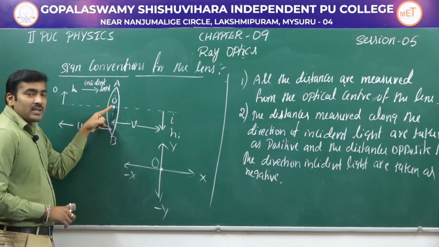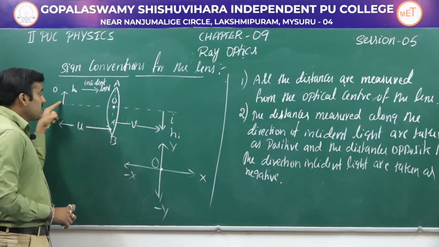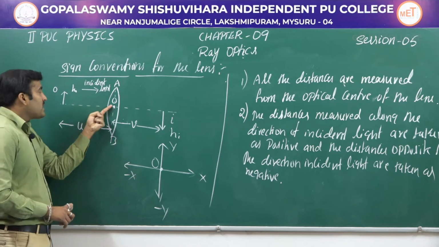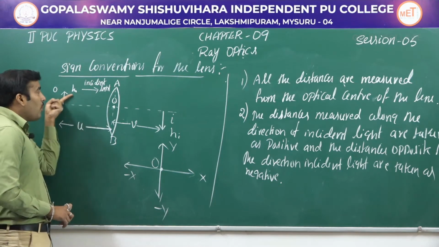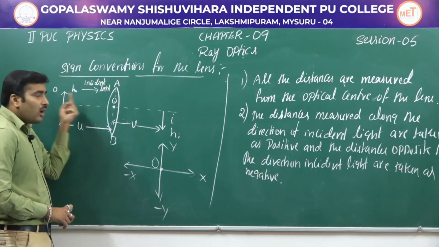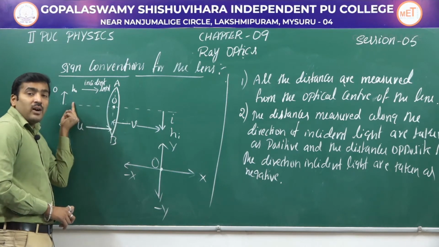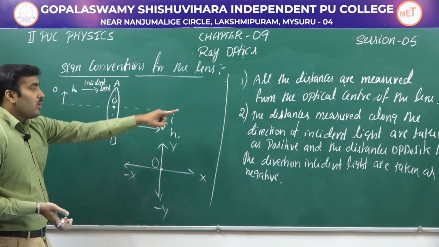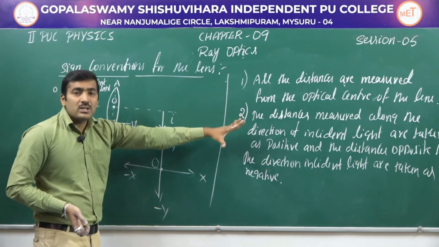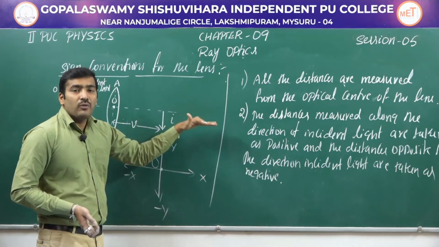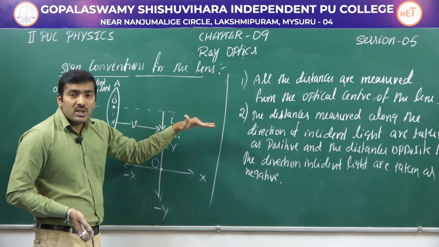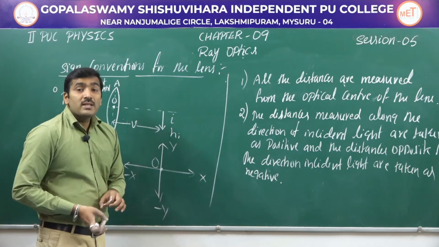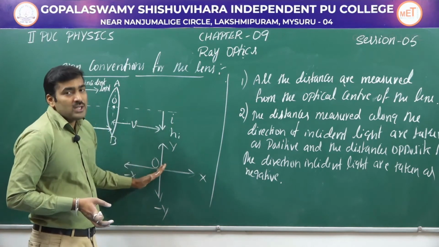Now from optical center to the object, this distance is the object distance, correct? An object distance is measured from optical center to the object, which is opposite to the direction of incident light, or it is towards the left side of the optical center. So this distance is considered as negative. So the second point says the distances measured towards the direction of incident light are taken as positive and opposite to the direction of incident light are negative, which follows the same sign convention as the Cartesian coordinates.